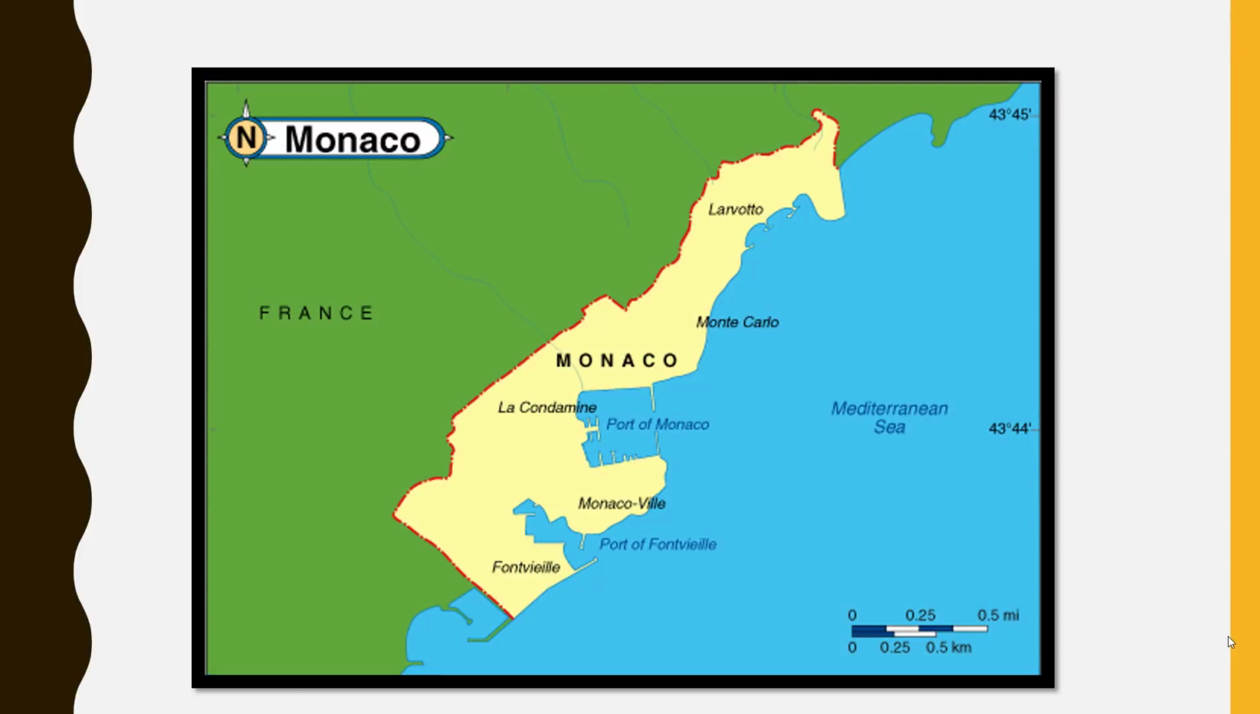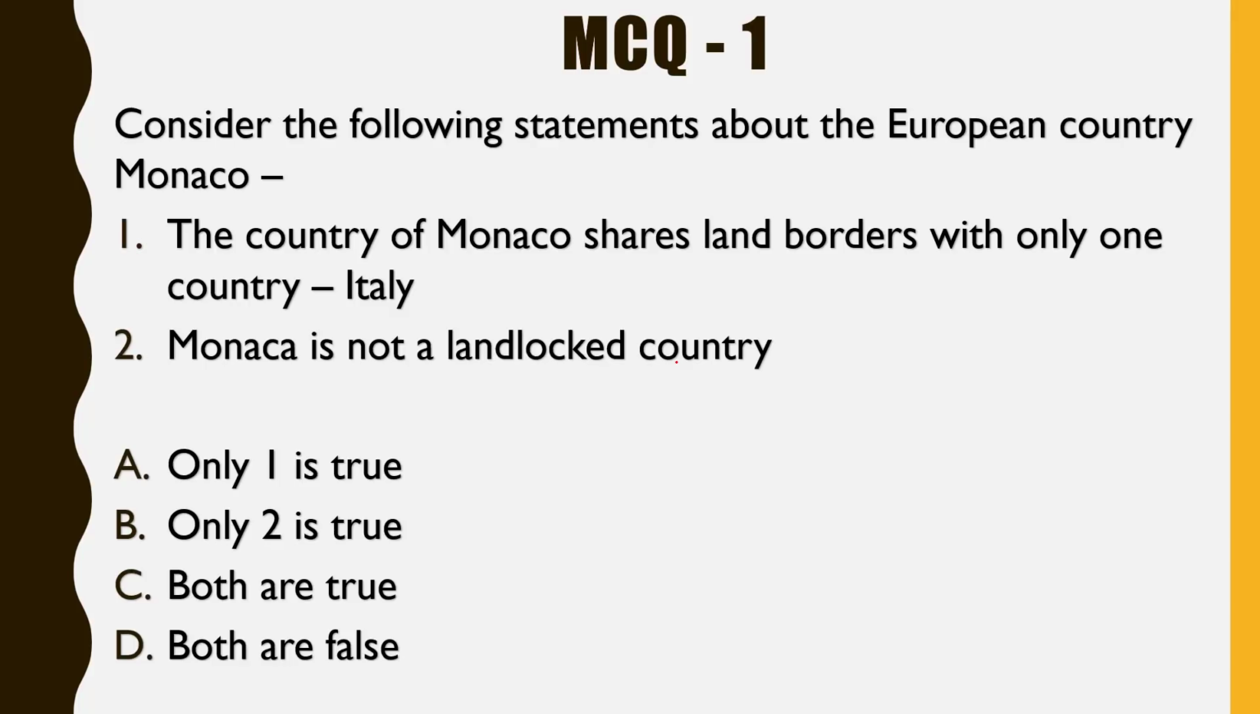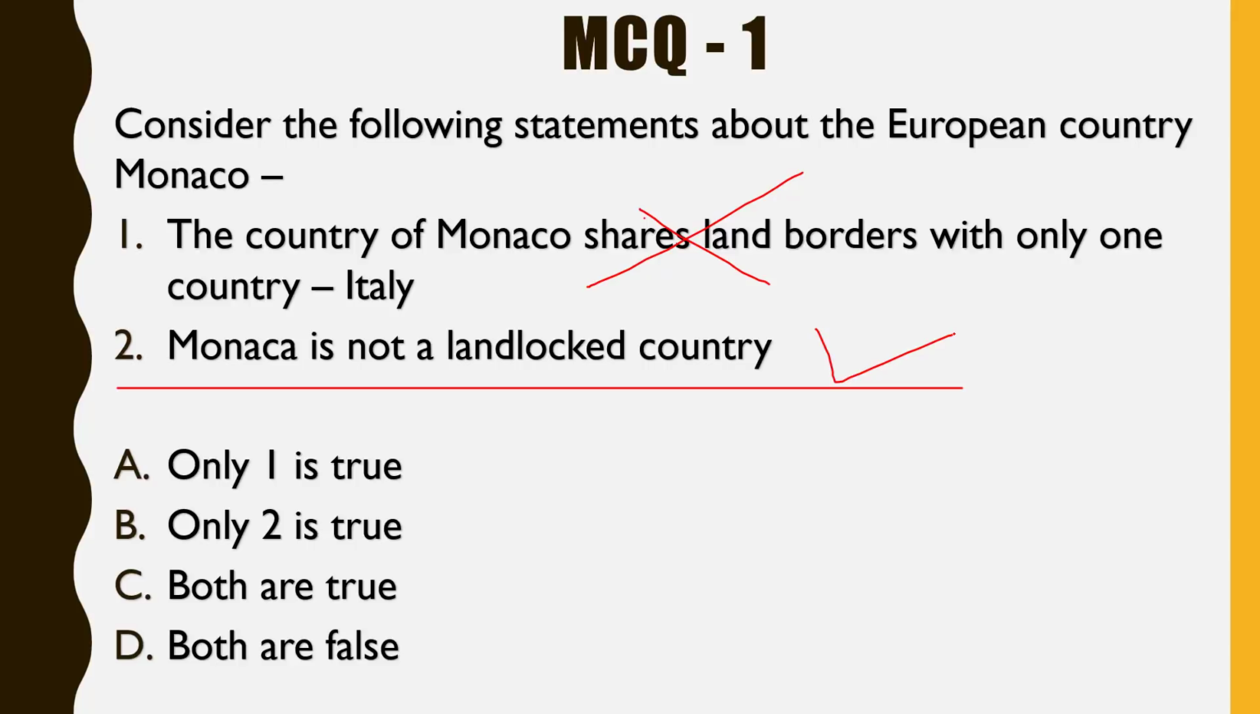Now this is another map for conceptual clarity. This green portion here is the country of France. This creamy country right here is the country of Monaco. It has some very famous cities like Monte Carlo. It is often used in movies a lot. So coming back, the first statement definitely is incorrect. The second statement is correct. Monaco certainly isn't a landlocked country. So our answer will be B, only 2 is true.